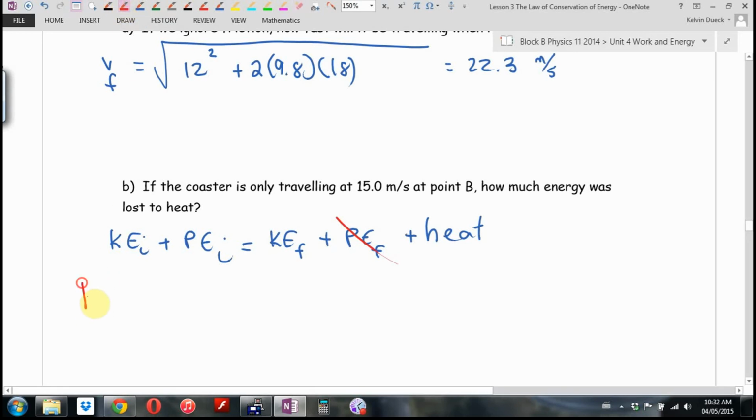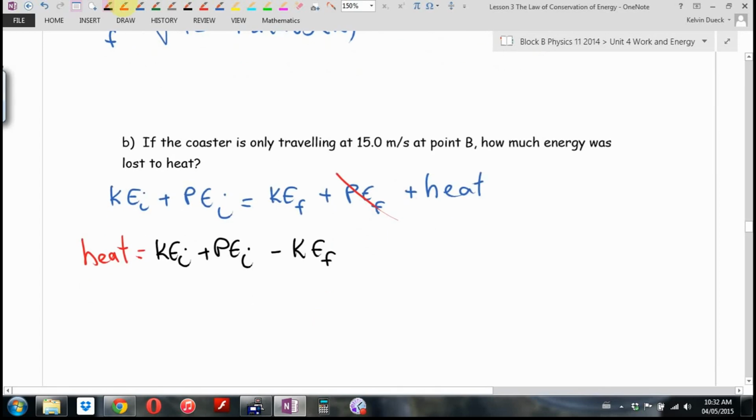I'm going to get this. Oh, you know what? Let's do heat in red, because, you know, fire, heat. It's going to be kinetic initial and potential initial. Those just drop down like dominoes. Minus kinetic final. Is that okay, Amy? Let's break these up even more. So heat is going to be a half m v initial squared plus m g h initial minus a half m v final squared.